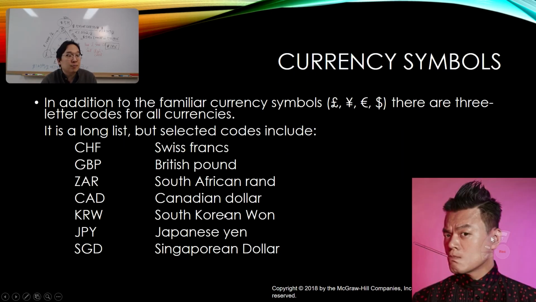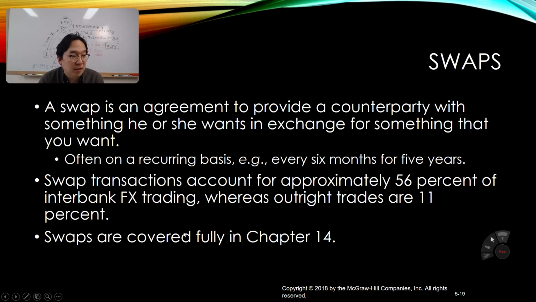And currency symbols, well, in addition to the familiar currency symbols, pound, yen, euro, and dollar, there are 3-letter codes for all currencies. It is a long list, but selected codes include Swiss franc, CHF. I don't know where that CH comes from. Schweizer, I don't know. And then GBP, Great British Pound, ZAR, that is South African Rand, CAD, Canadian Dollar, and KRW, yes, you guessed it right, South Korean Won. JPY, Japanese Yen, it's not JYP, by the way, and SGD, that's Singaporean Dollar, Sing Dollar. Many things you will learn as you go down the road.